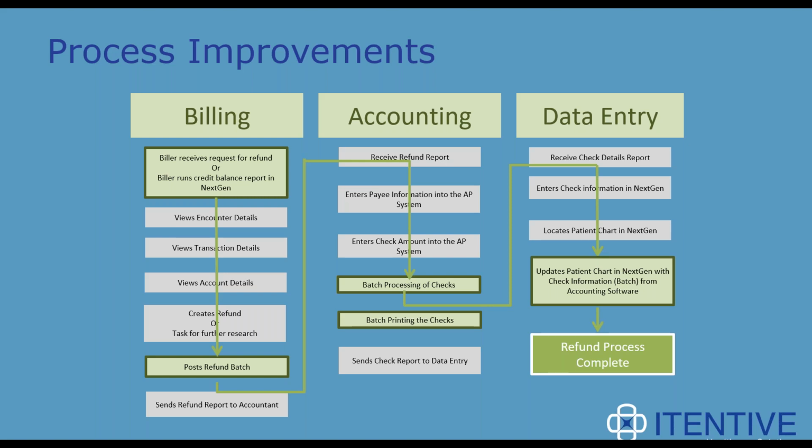On the accounting side, like I mentioned, we're able to integrate with your accounting applications. So we've taken out the step where you have to manually enter that information into the accounting system, and it gets over there in a file. And then on the back end, we've automated a process where we can bring the printed check information back over into NextGen and update the patient account with that information. So we call it streamlining on the front end and automation on the back end.